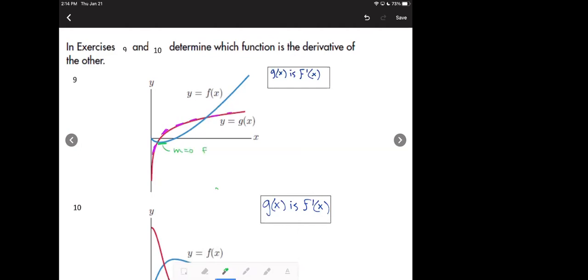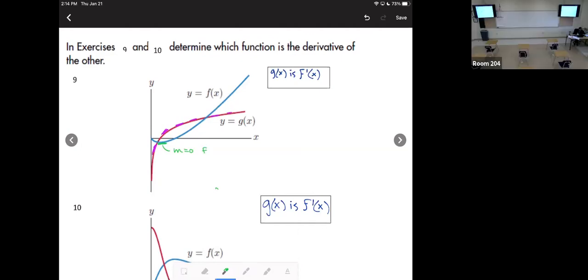That means that— Yeah, I see that. Okay, so that means that its first derivative is going to be zero. So if the slope is zero, then the first derivative is zero. And look what's happening right here with the red function. Do you see how its value is zero? So that's going to make g of x the derivative of f of x.